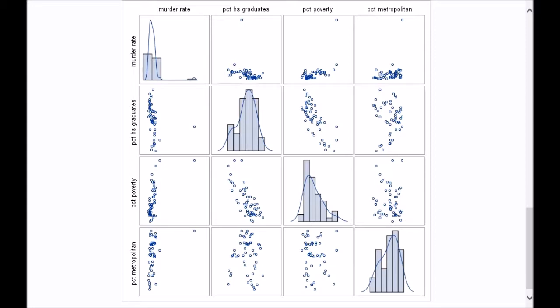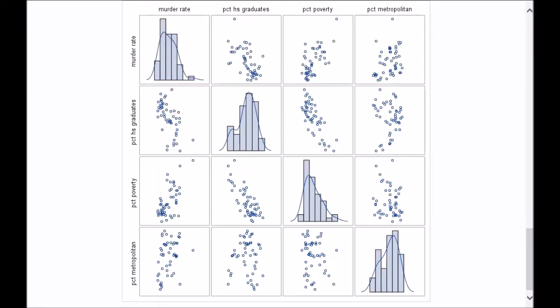If we were to include DC in our multiple regression models, it would have a fairly high influence on our parameter estimates because it has such unusual values. So we're going to restrict our analyses to just the 50 states. We can look at a new scatter plot matrix, removing DC, and you can see that things look much more regular here, no particularly outlandish observations.